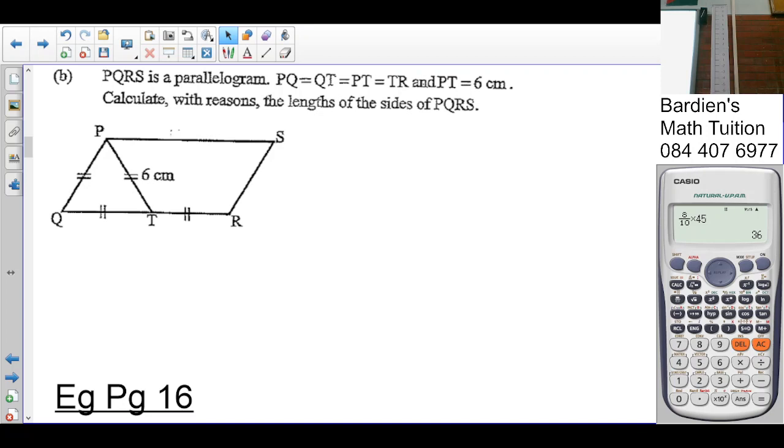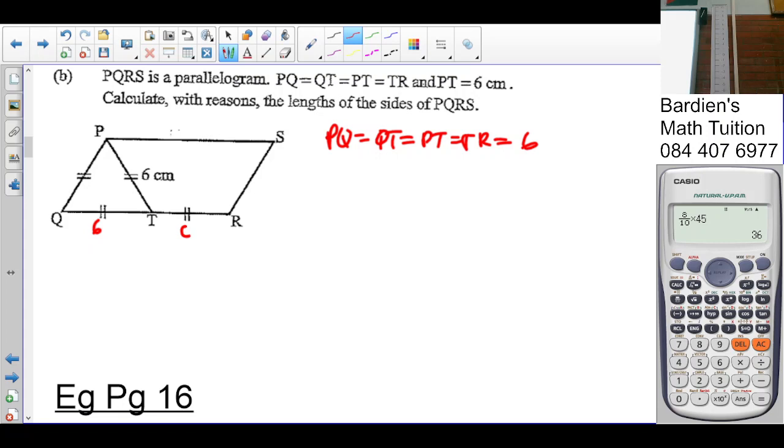First question says, we are told that PQ is equal to QT, which is equal to PT, which is equal to TR, and PT is 6, which means all those marked with the two strips are 6. Calculate with reason the length of the sides of PQRS. So firstly we know that PQ is equal to QT, which is equal to PT, which is equal to TR, which is equal to 6. All of this is 6.